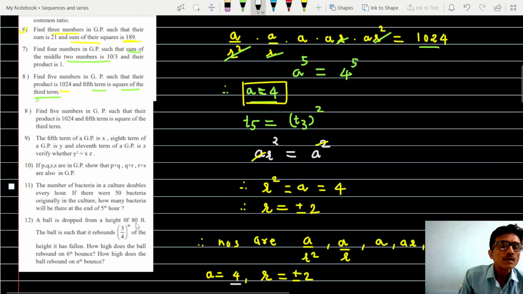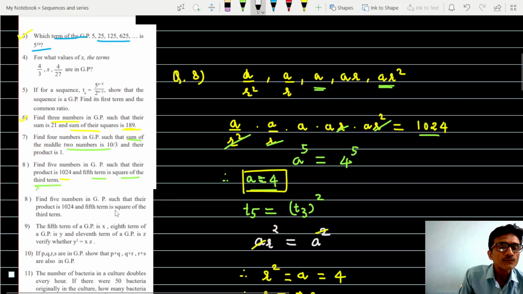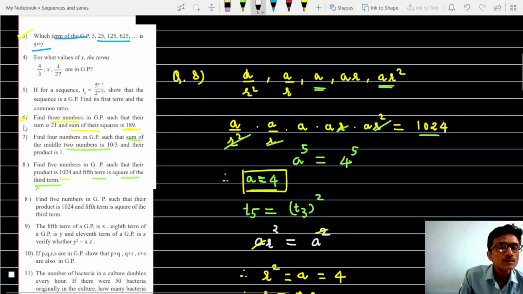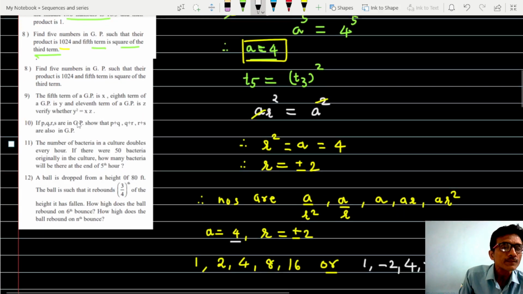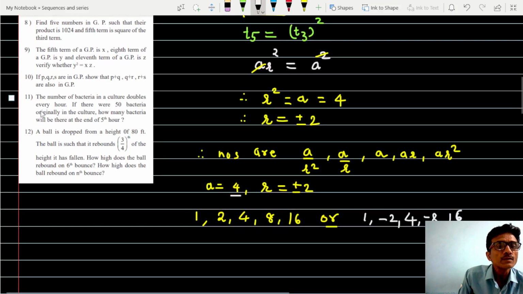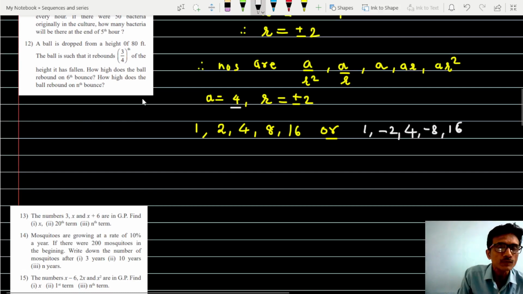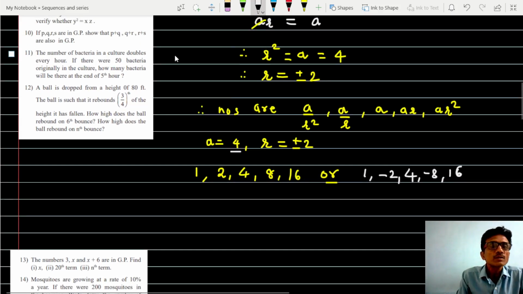So yes students, here in question number 8, 5 numbers in GP. Question number 7, what is there? 5 numbers in GP, 4 numbers in GP, and in question number 6, 3 numbers in GP. Then see here, question number 9 is what? Fifth term of GP is X, 8th term of GP is Y, 11th term of GP is Z. Verify this. This is an easy question. And we'll do question number 11 and 12 now.